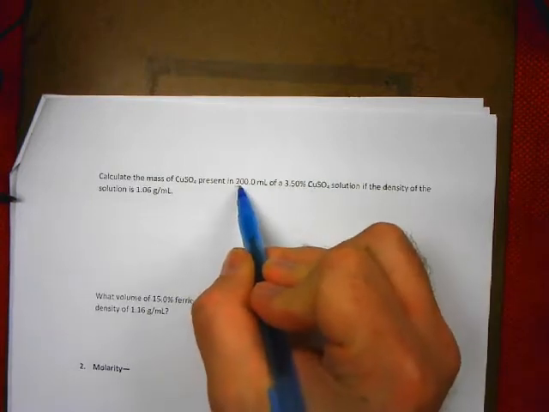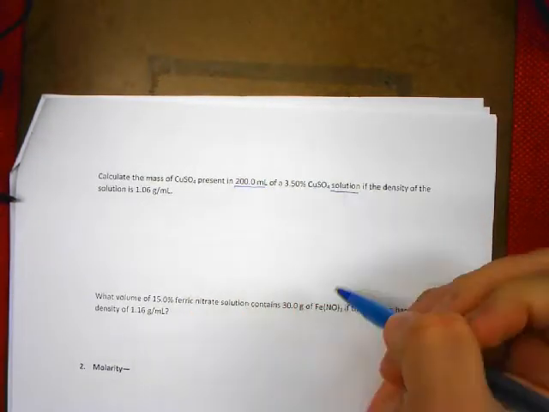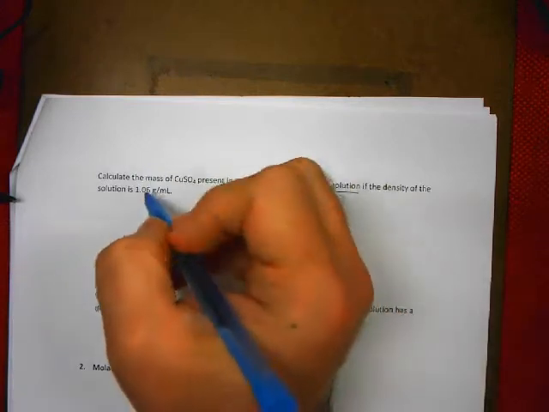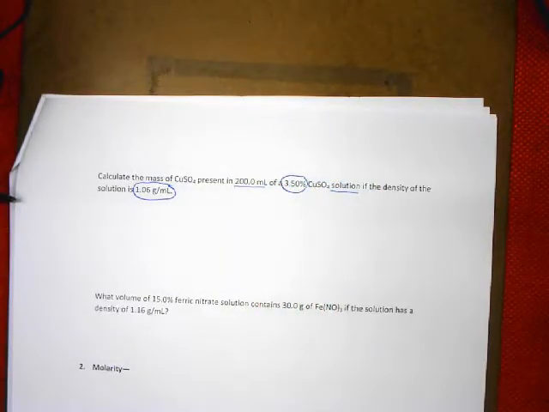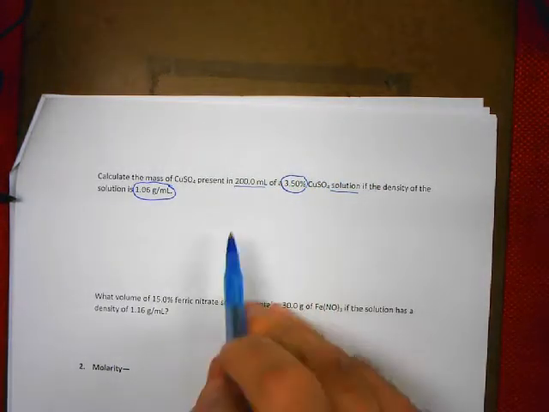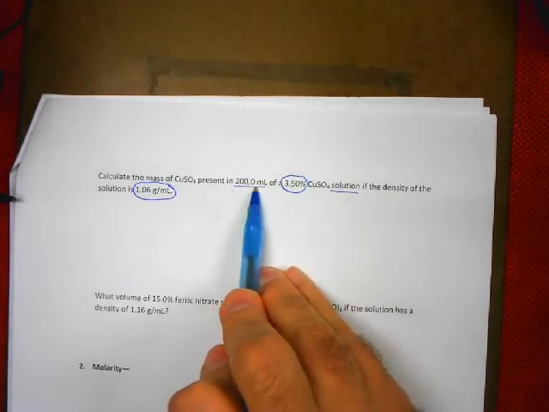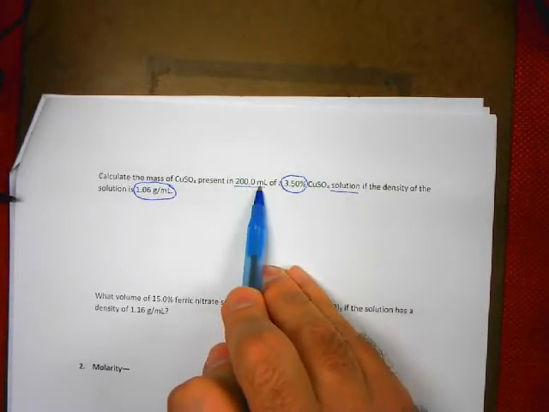So in this case, we're given milliliters of solution. So we know that we use density as a conversion factor. The other conversion factor is our 3.50%. So the only other number that's left, the one that we're going to start with, is 200.0 milliliters of solution.